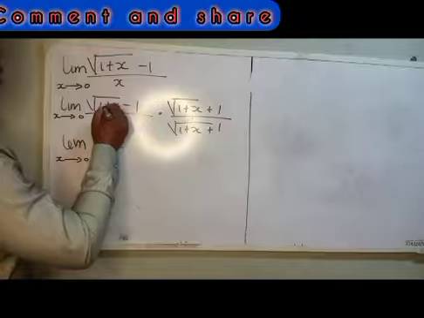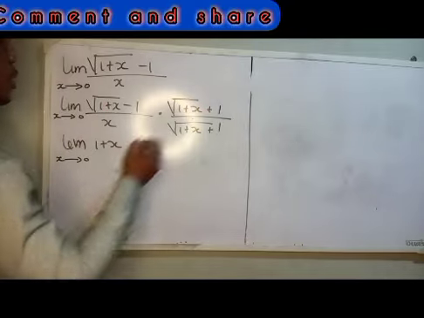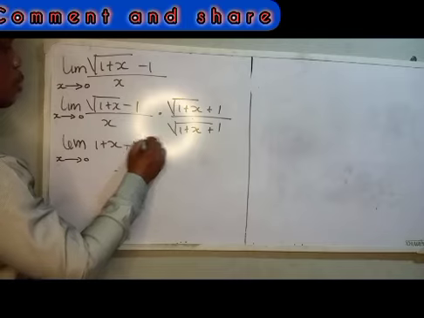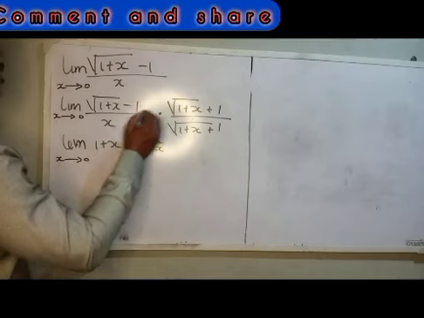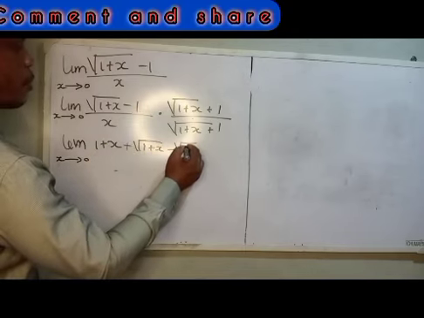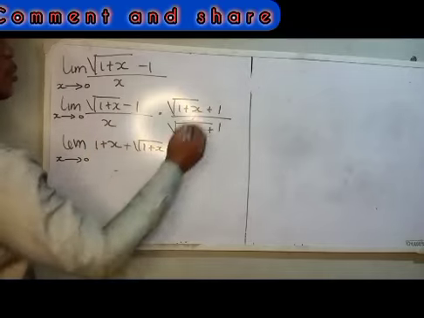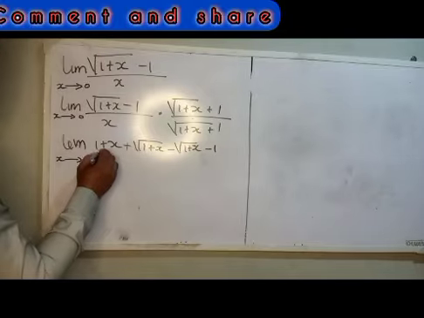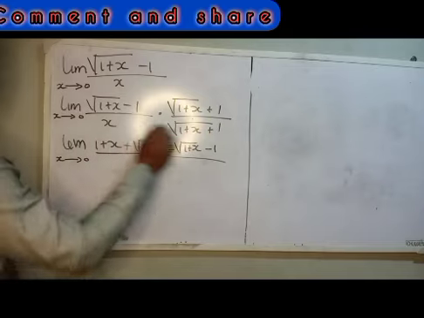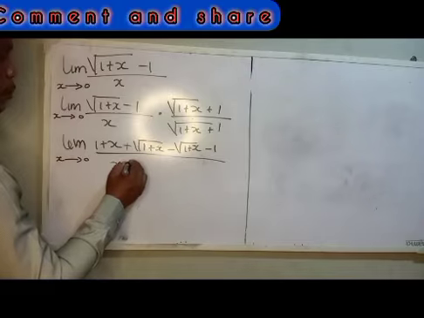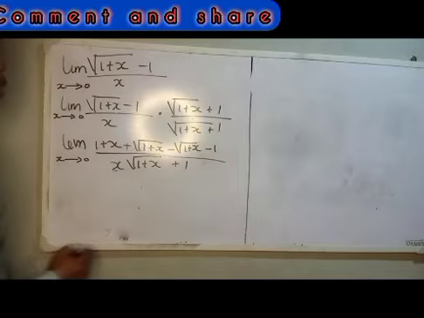Then square root of 1 plus x times 1 is going to give us positive square root of 1 plus x. Now, minus 1 times this is going to give us negative square root of 1 plus x. The minus 1 times positive 1 is going to give us minus 1, all divided by the denominator, which is x times the square root of 1 plus x plus 1.